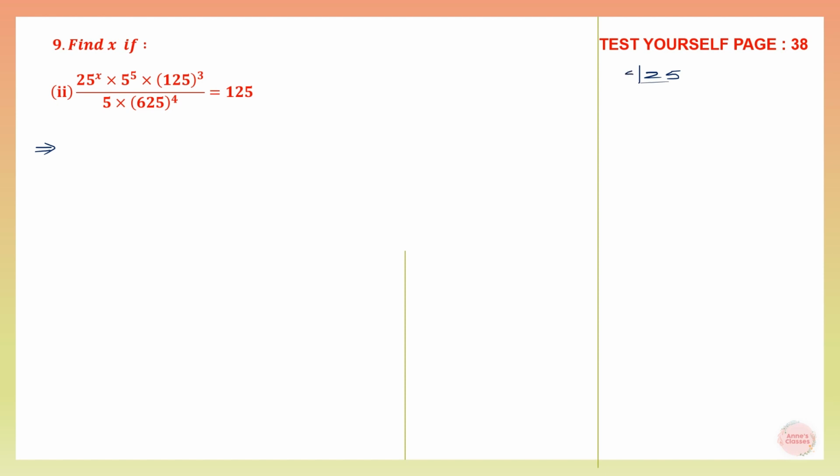25, you divide it by 5. 5 5s are 25. Divide again by 5. 5 1s are 5. So 25 can be written as 5 raised to the power of 2, isn't it? 5 into 5. So let's write that. So 5 raised to the power of 2 is 25, and that whole thing is raised to the power of x, as you can see.